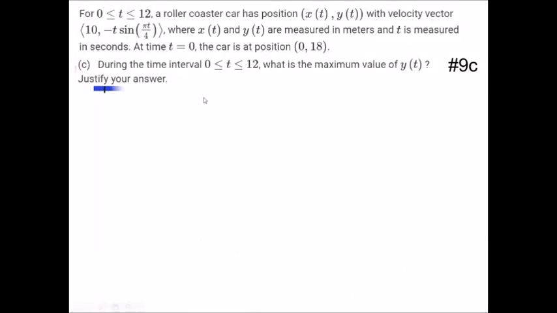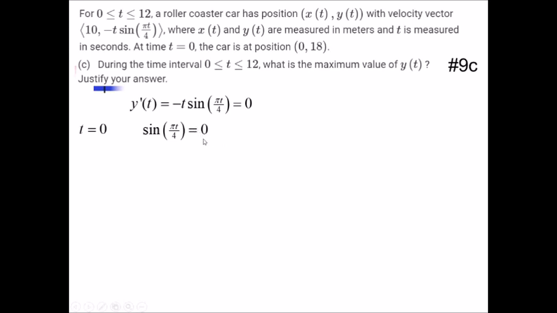So first, let's find critical values. We need to take our y prime here and set it equal to 0. So here's y prime, and this is going to equal 0 where? Well, certainly at time 0 because of this negative t equaling 0. But also wherever sine of pi t over 4 equals 0. So where does that happen? The sine of an angle is going to equal 0 where the y value is 0.